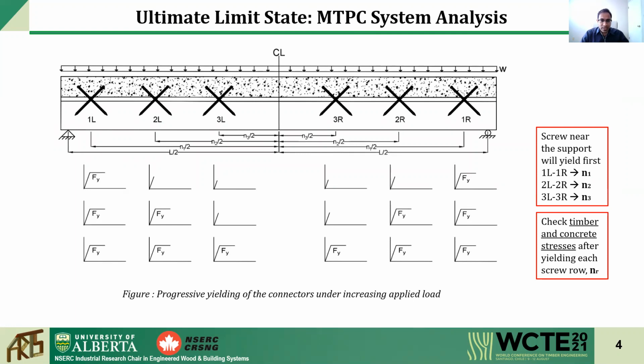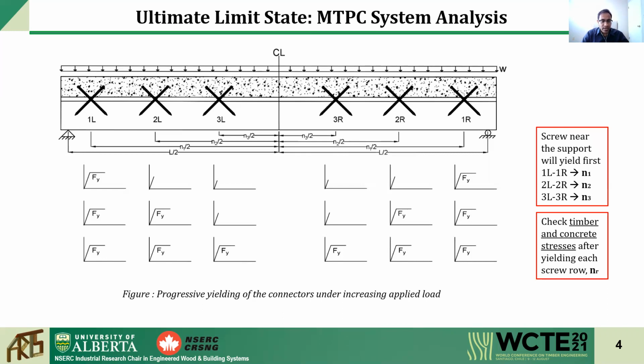In the ultimate limit state, a floor system might fail due to concrete crushing, timber crushing, or screw yielding, when the stress demand exceeds the capacity at the concrete layer, timber layer, or shear connector respectively. The lowest capacity associated with these failure modes would govern the allowable floor span. In this system model, stiffness, strength, and ductility of the connector are considered in the composite system design.